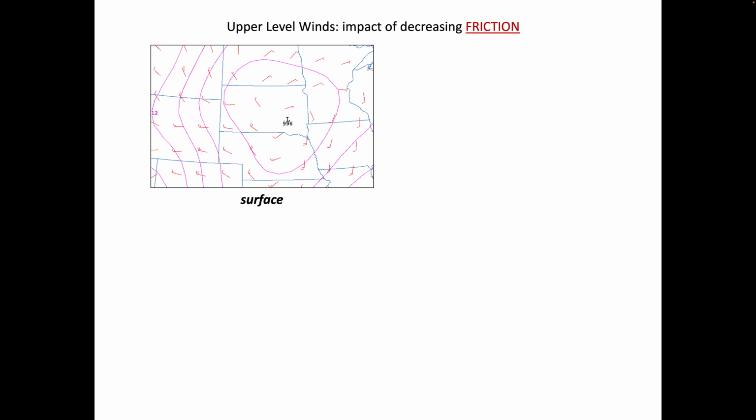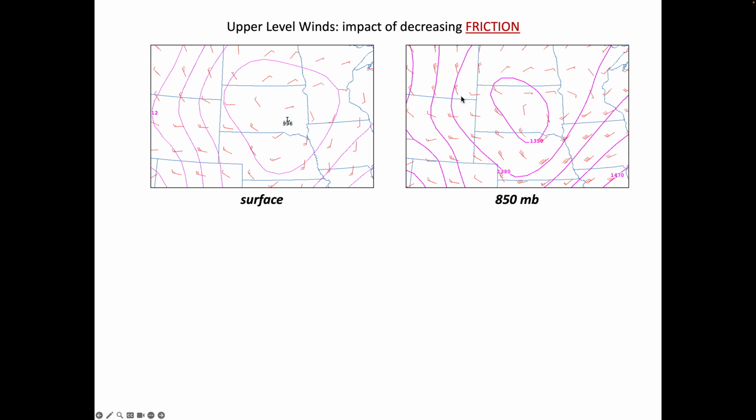Now, if we take a look at what's going on above the surface at 850 millibars, a couple of things happen here, and these should not be surprises. First of all, as you move away from the surface and friction decreases, the wind speed increases. And so you can see much higher wind speeds in this example at 850 millibars versus at the surface. Now, if you look carefully, and it's not quite obvious at 850 millibars, but you begin to see it, particularly here in the east where the wind speeds are higher, you'll see that the winds begin to parallel our isoheights, where at the surface they cross the isobars at an angle.